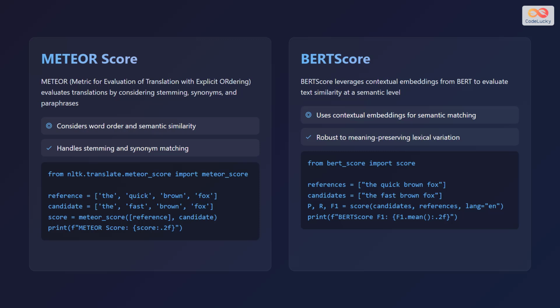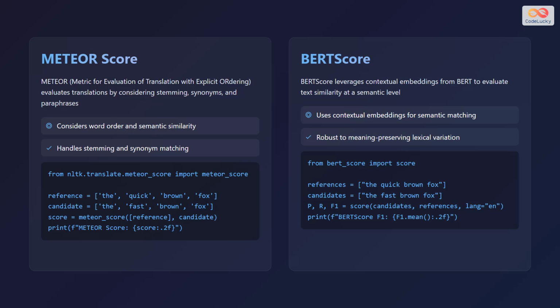Let's explore more generative AI metrics, starting with the METEOR score. METEOR, which stands for Metric for Evaluation of Translation with Explicit Ordering, evaluates translations by considering stemming, synonyms, and paraphrases. It considers word order and semantic similarity and handles stemming and synonym matching.